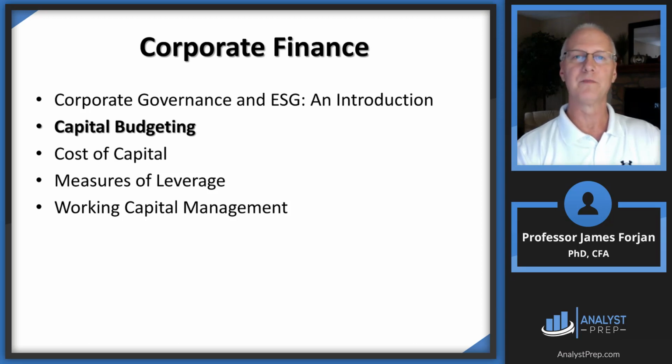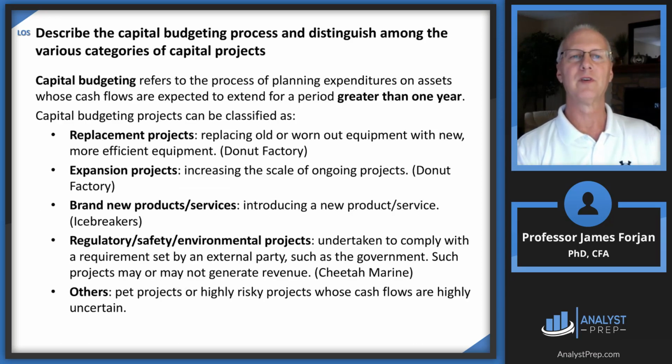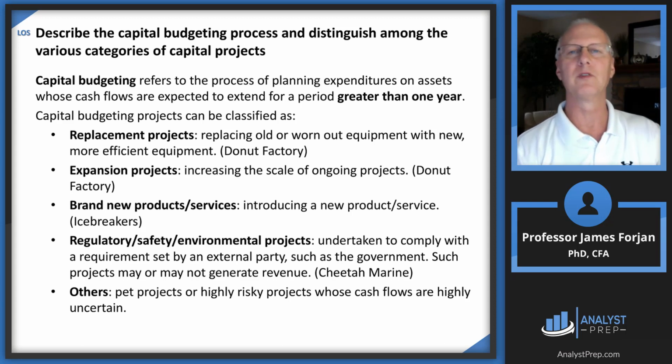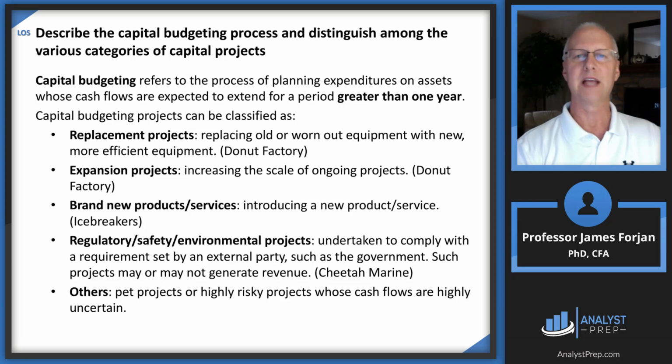What it does is put a personality on the capital budgeting process, and that's what I'm hoping to do today. So let's look at the first LOS: describe the capital budgeting process and distinguish among different types and categories of projects. So there's a good definition. It refers to the process of planning expenditures on assets whose cash flows are expected to extend for a period of greater than 1 year. And frequently these are multiple years, 5 years, maybe even 10 years.